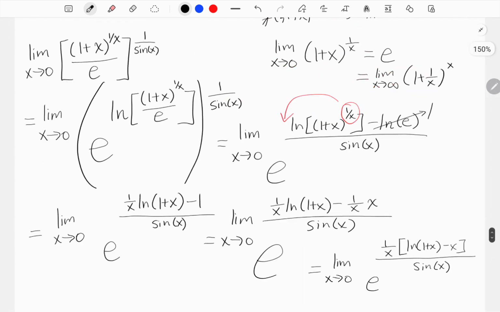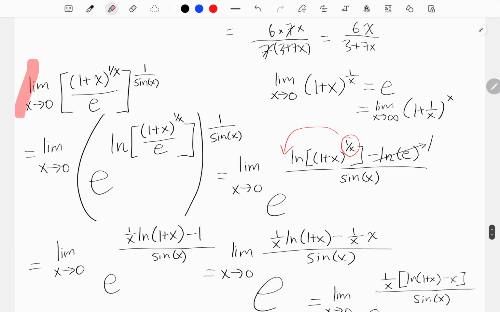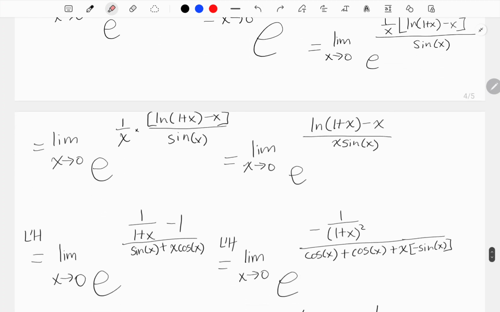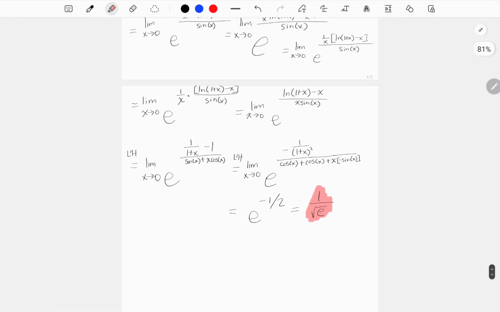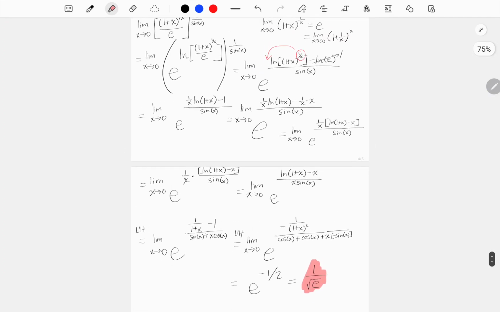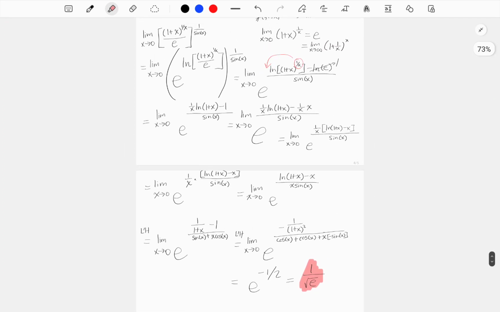So therefore, this original limit, the limit as x approaches 0 of ((1 + x) to the 1 over x all over e), and that whole thing raised to 1 over sine of x, is going to equal 1 divided by the square root of e. So this is a very interesting question that requires you to use L'Hopital's rule twice.